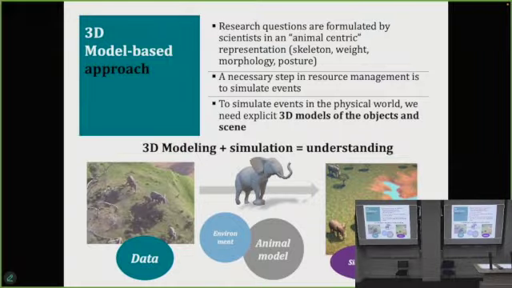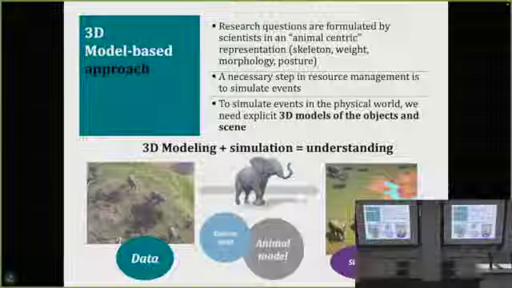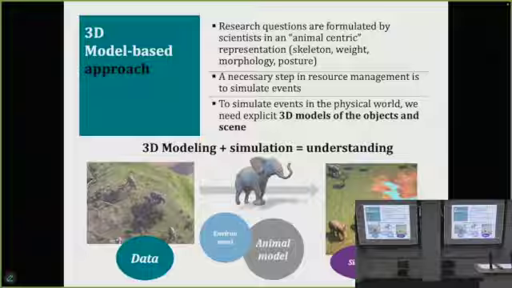So what I think we should do, and this is what I've been doing for 10 years already, is to take a 3D model-based approach. First of all, research questions are mostly formulated in an animal-centric representation and not in an image-based representation. So if you want to describe motion, you describe how a skeleton moves, and shape is related to the morphology and not to a 2D landmark pattern.